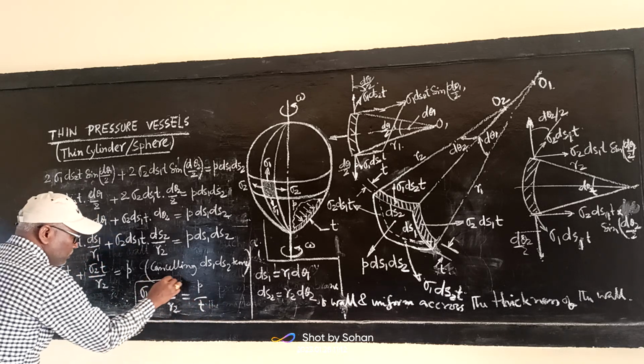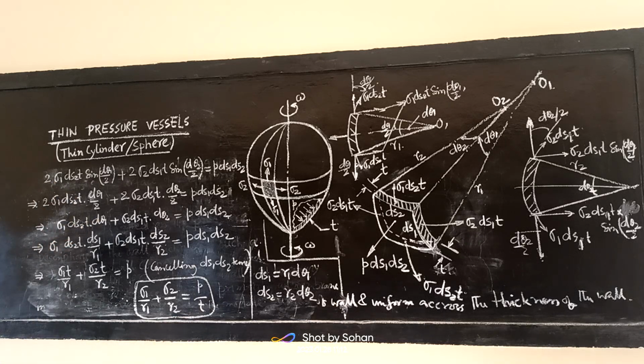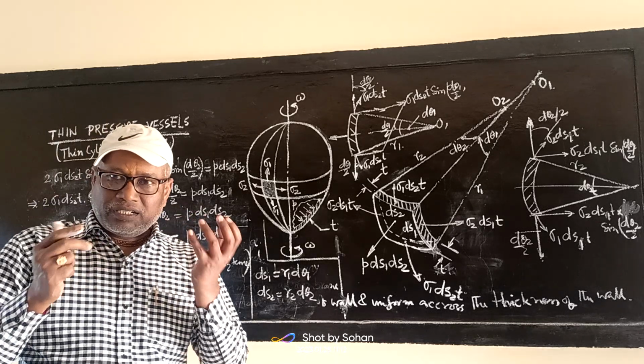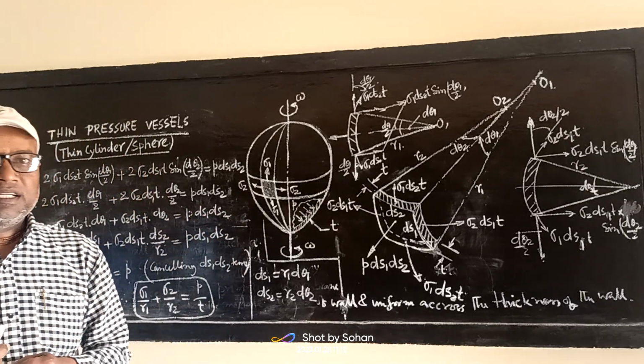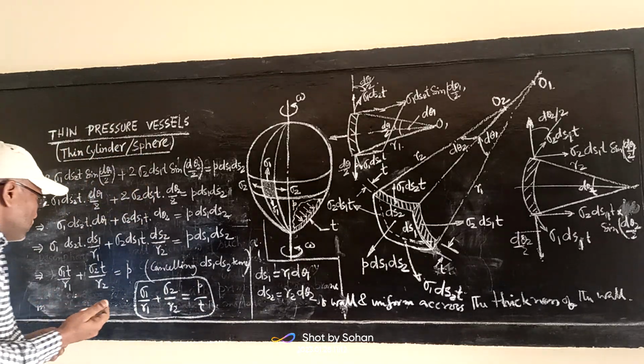This is an important relationship developed from this condition. Sigma 1 is the longitudinal stress of the element or pressure vessel, and sigma 2 is the circumference stress. Sometimes it is called the hoop stress. Hoop stress means that it will basically hold the pressure thrust of the cylinder or sphere.